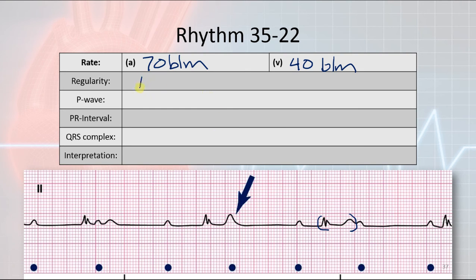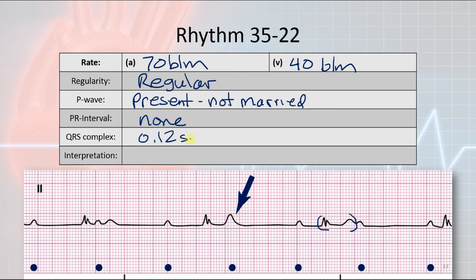If I had calipers, I would bet that the R to R intervals are regular. P waves, they are present. Not married or not associated. The PR interval, none. If the P waves are not married or not associated, you cannot have a PR interval. If you measure PR intervals on my homework, I will mark them wrong because the P wave does not cause the QRS. The QRS complexes are a little wide. They look to be about 0.12 second.